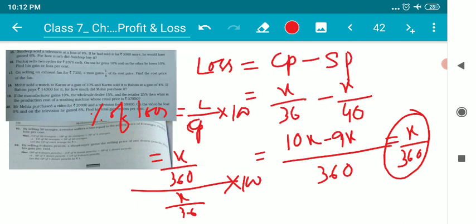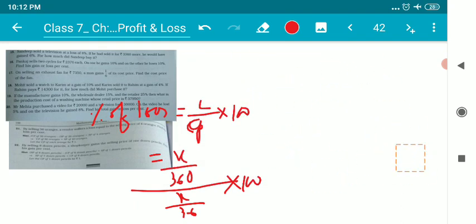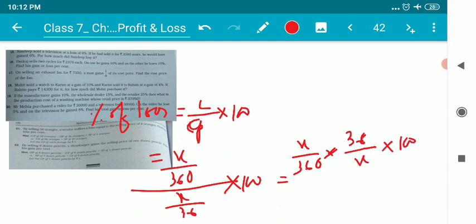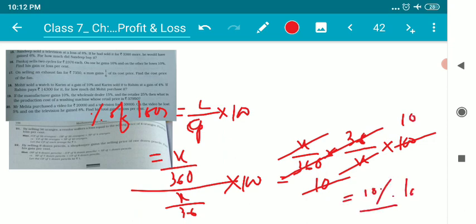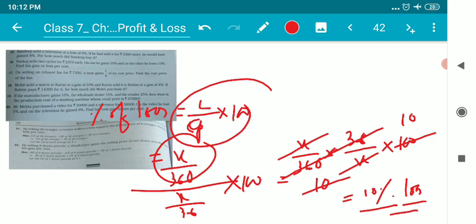Let us free up this space a bit. Let us calculate x by 360 into, it will reciprocate, 36 by x into 100. x will be cancelled. 36 into 10 divided by 36, it's 10. 10 and 100 is getting 10. The answer is 10% loss. Children, I hope it's clear to everyone. The process is the loss amount x by 360. CP was x by 36 into 100 in order to get the percentage of loss, and the percentage of loss is coming 10%.